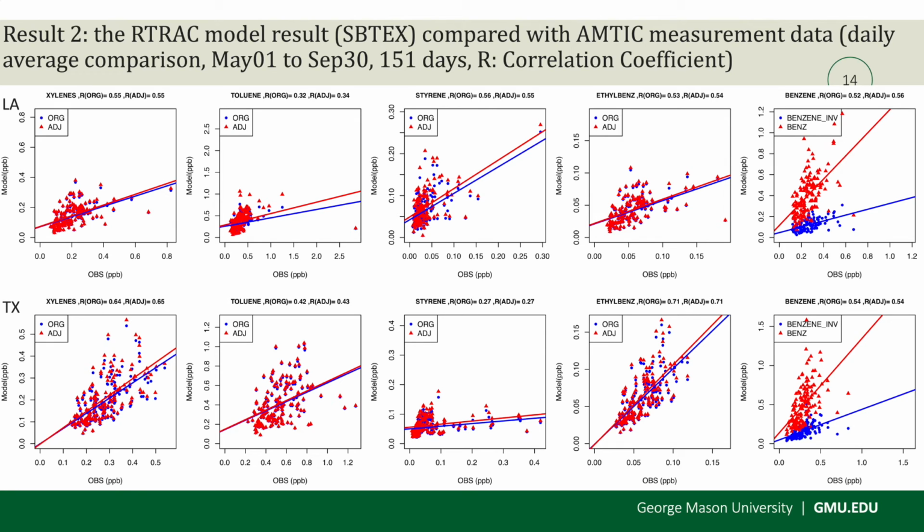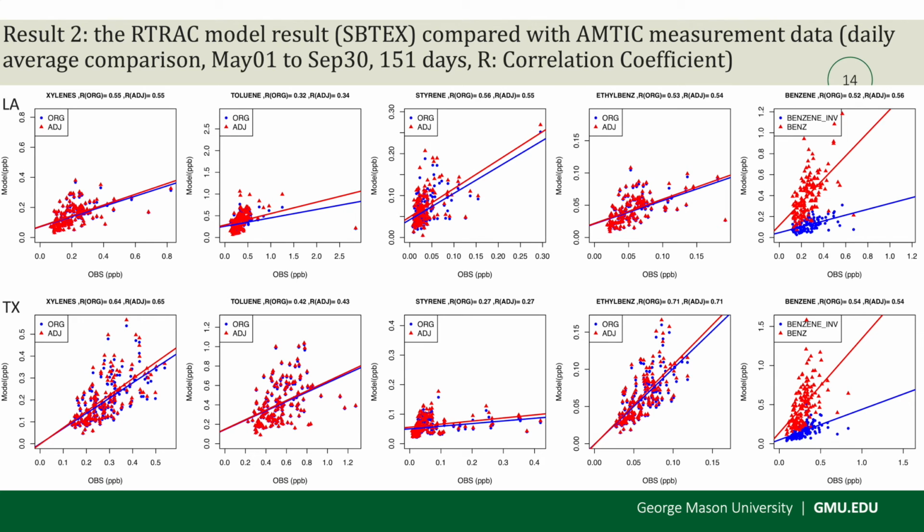For each individual figure, the x-axis is the observational data, and the y-axis is the model estimate. For each single point, the blue point is the emission without gap filling, so it's the original inventory data. And the right triangle is the adjusted data after we did the gap fill for the missing emissions at the SCC and county level.